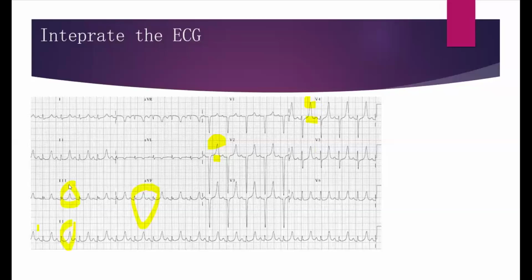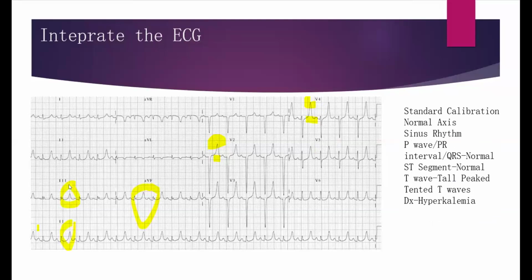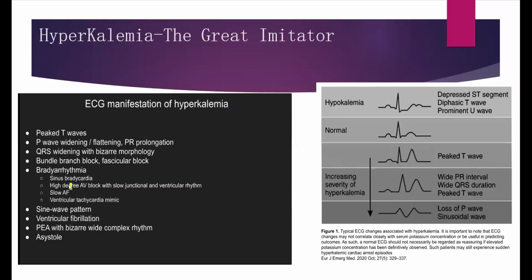But this is not for every case of hyperkalemia you'll get diffuse. In some cases, you'll only get it in specific leads. So that is not the major thing that differentiates hyperkalemia and hyperacute T waves. So there you go, tall tented T waves, hyperkalemia. So hyperkalemia is known as the great imitator. It imitates different conditions. So what happens in hyperkalemia?